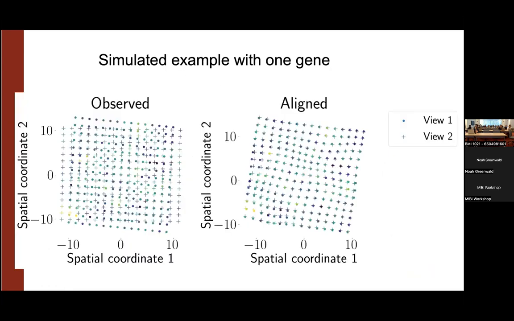Okay, so here's actually some examples. This is just simulated data with a single gene or protein, however you want to think about it. We have the X's or the crosses and the dots. You can see they're observed, and then the aligned, you can see the nice sort of warping there. It looks like a blanket that's been jiggled a little bit.